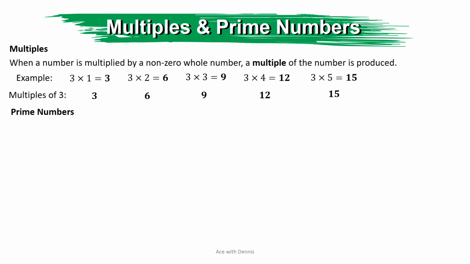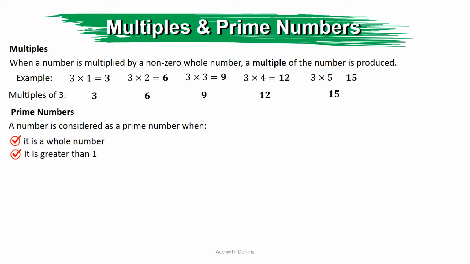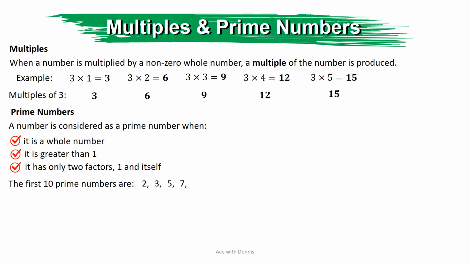What are prime numbers? A number is considered a prime number when it is a whole number, it is greater than 1, and it has only two factors, 1 and itself. The first 10 prime numbers are 2, 3, 5, 7, 11, 13, 17, 19, 23, and 29.